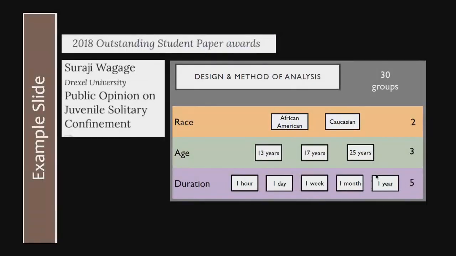So this is an example from one of the Outstanding Student Paper Awards that I thought demonstrated their methodology, and some aspects of their participants, pretty well. It's nice, neat, clean.